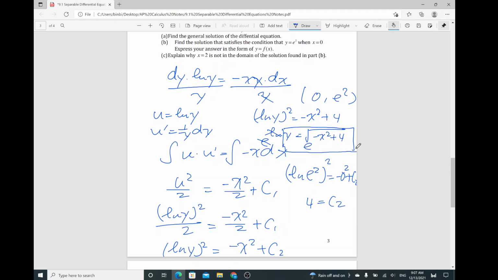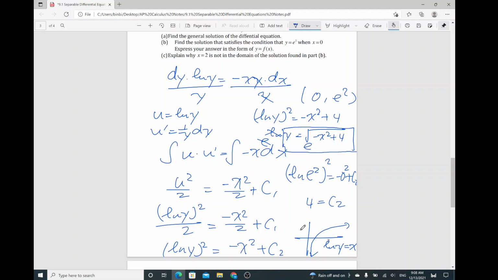Now explain why x equals 2 is not in the domain of the solution. The reason it cannot be part of the solution is that once you plug in 2 for x here, you get negative 4, and negative 4 plus 4 is 0. The square root of 0 is 0, and e to the power of 0 is 1, so wait, y is 0 in the sense of the inside argument; if y equals 0, natural log of 0 is undefined, because the natural log function is always going this way.